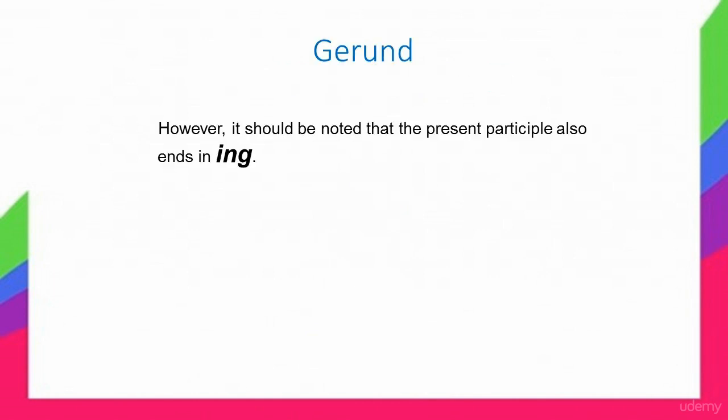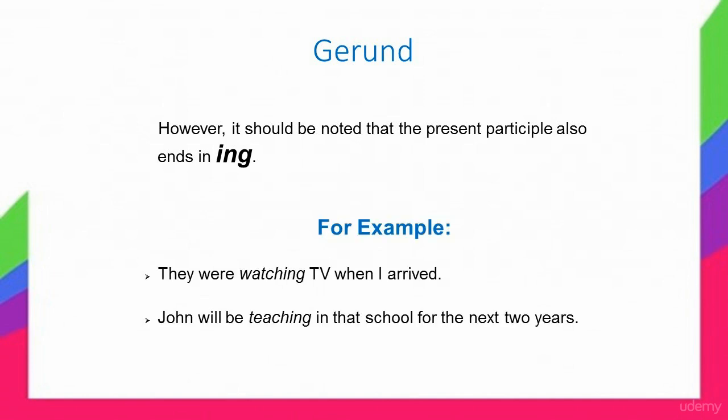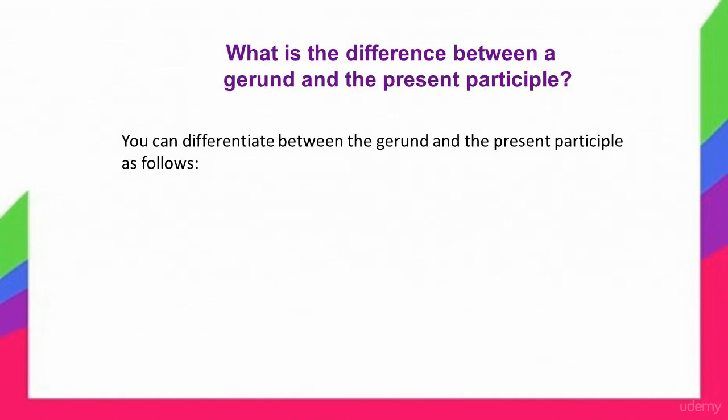However, it should be noticed that the present participle also ends in ing. For example, they were watching TV when I arrived. John will be teaching in that school for the next 2 years. So what's the difference between a gerund and the present participle? You can differentiate between the gerund and the present participle as follows.